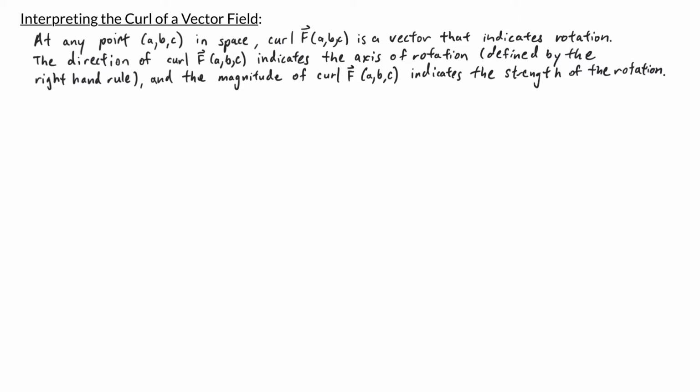Now, the larger the magnitude of the curl, the more quickly that ball is going to be rotated by the current. And finally, if the magnitude is 0, that means that the ball is not rotating at all. Let's look at some examples.